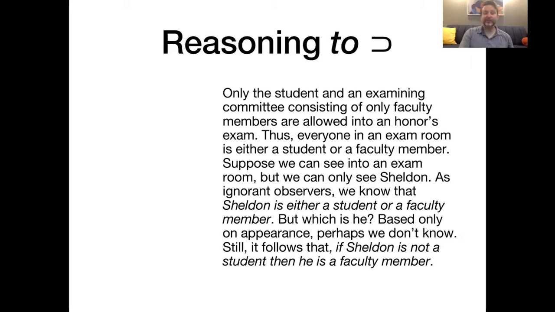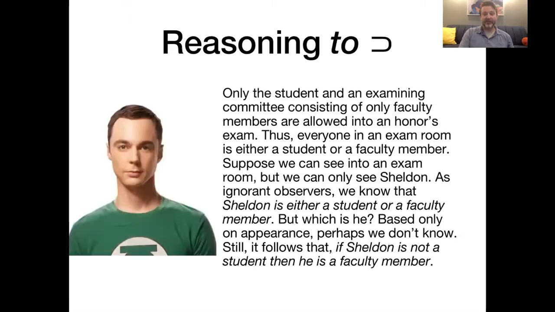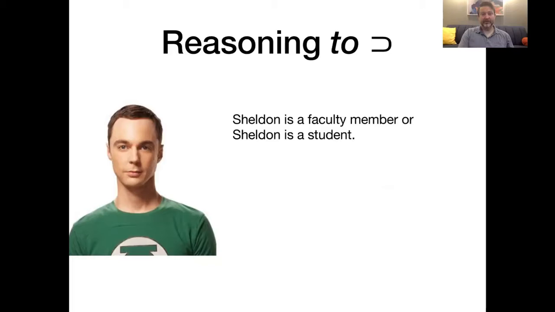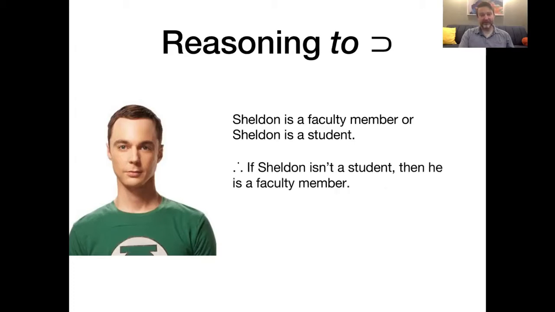Suppose we can see into an exam room, but we can only see Sheldon. As ignorant observers, we know that Sheldon is either a student or a faculty member. But which is he? Based only on appearance, perhaps we don't know. Still, it follows that if Sheldon is not a student, then he is a faculty member. So consider this idea. Sheldon is a faculty member or Sheldon is a student. From this reasoning, we can infer that if Sheldon isn't a student, then he is a faculty member.